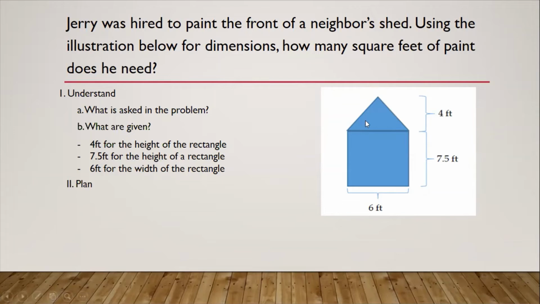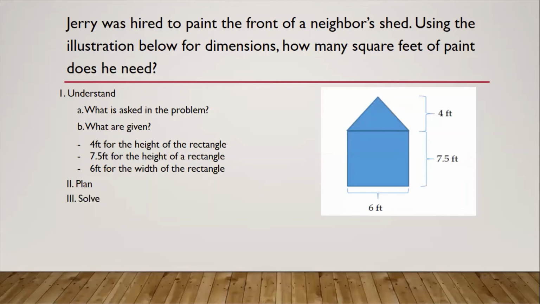We need to find the total area of this figure. And in this figure, we have one triangle and one rectangle. So this composite figure is composed of a triangle and a rectangle. To find its total square feet, we need to solve the area of our triangle and the area of our rectangle, and sum it up to find the total square feet of paint Jerry will need.